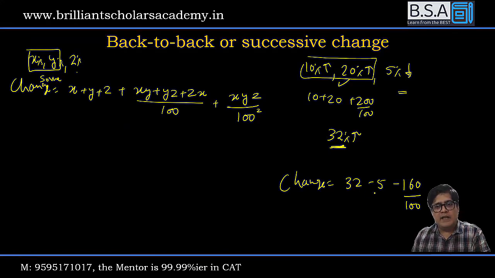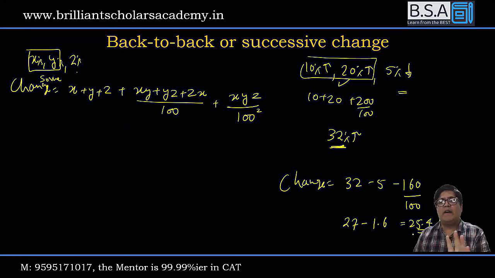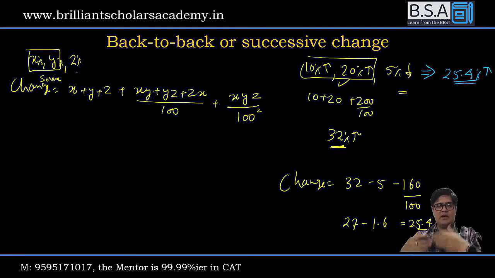So what is 32 minus 5? That is 27 minus 1.6. 27 minus 1.6, 25.4. ये overall है 25.4. So all three combined will lead to 25.4% increment. Final increment, 25.4% increment. ये समझा आपने? When 3 terms are there, दो का पेयर करते जाओ and you can move forward.